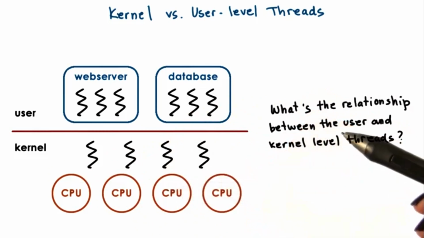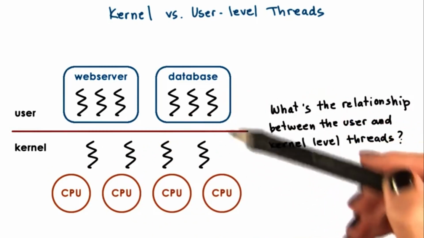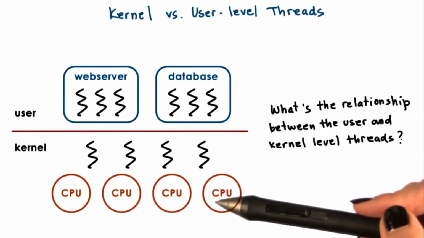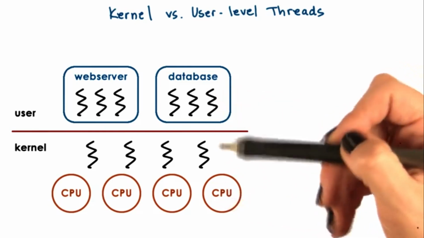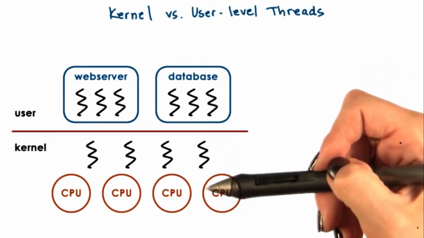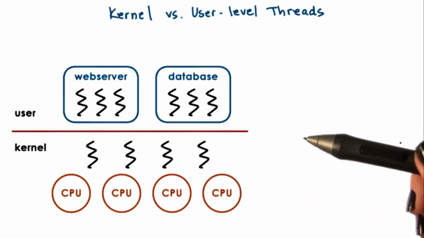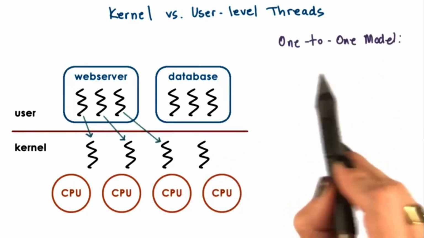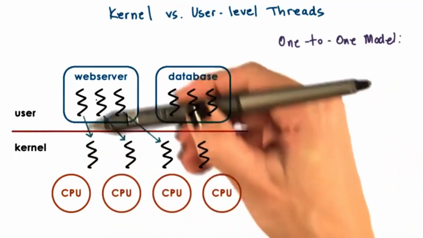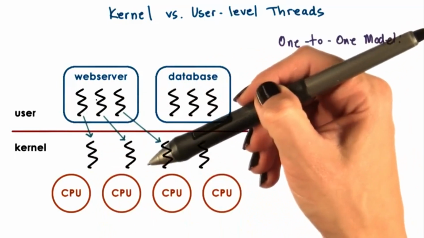So let's investigate a little more. What is the relationship that exists between user-level threads and kernel-level threads? In fact, there are several possible relationships between the user-level threads and the kernel-level threads, and we will now look at 3 such models. The first model is a one-to-one model. Here, each user-level thread has a kernel-level thread associated with it.